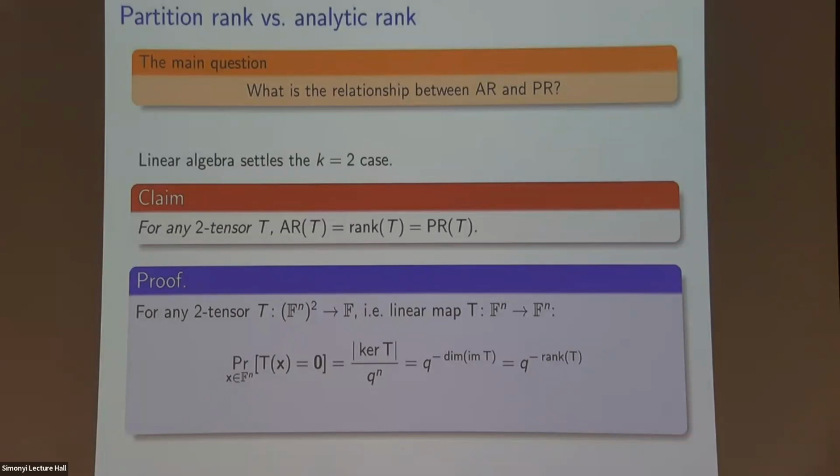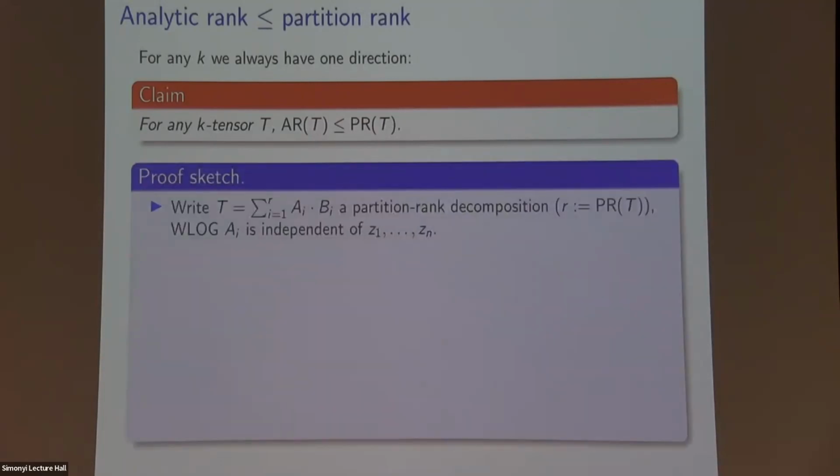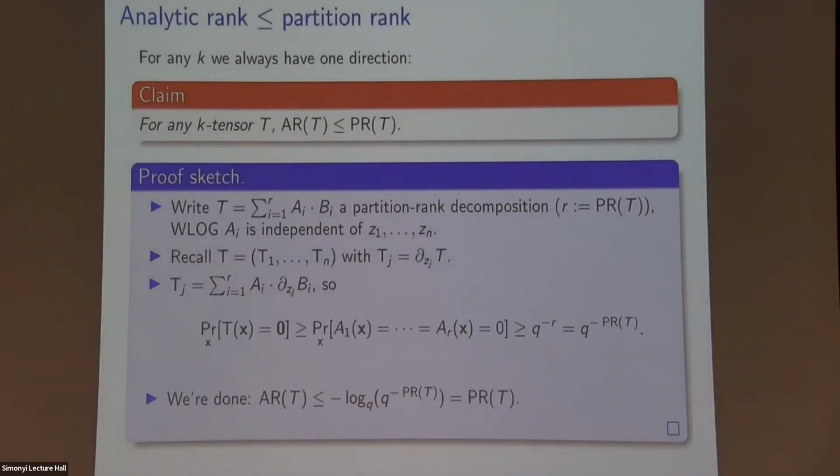And then you just use the rank-nullity theorem and you get exactly q to the minus rank. So you take the logs and you get that the analytic rank is the same as the matrix rank, which is the same as the partition rank. So one direction is actually easy. It's always true, no matter which tensor we're talking about, of which order, that the analytic rank is bounded from above by the partition rank. This is known. It's not hard to prove. I'll skip the proof here, but it's like a three-line proof.